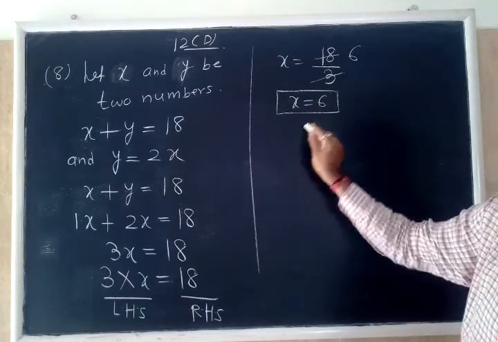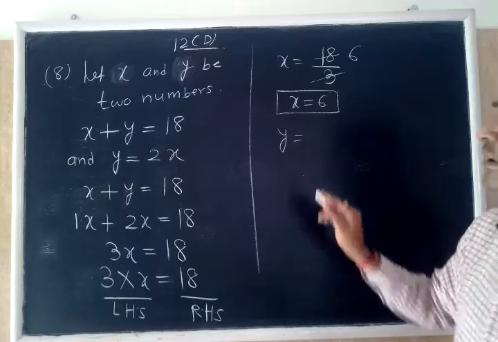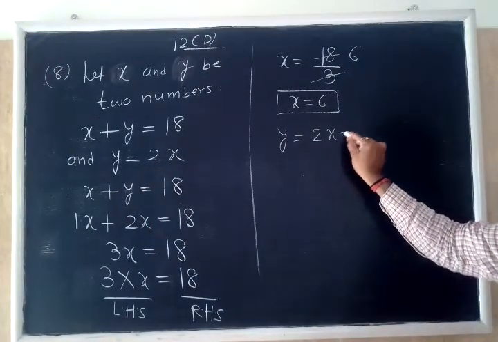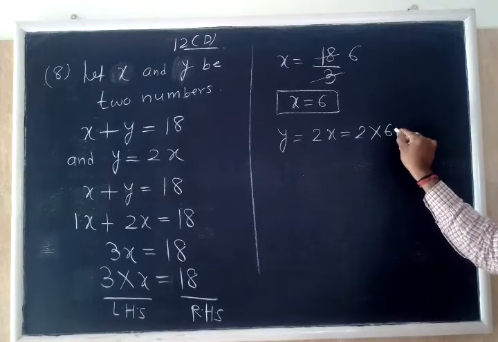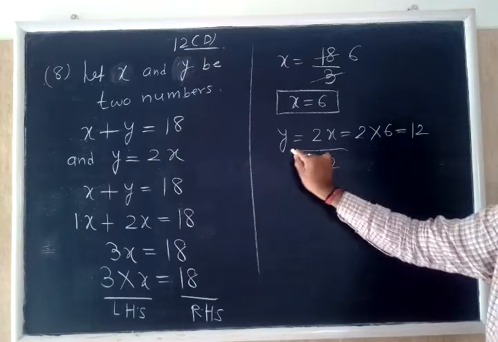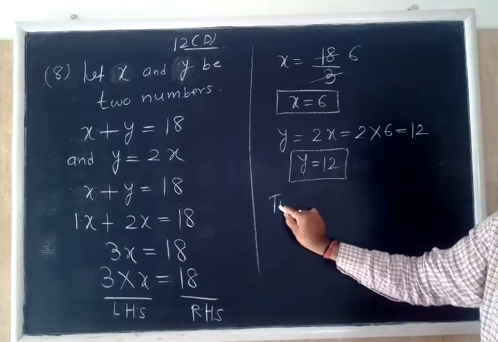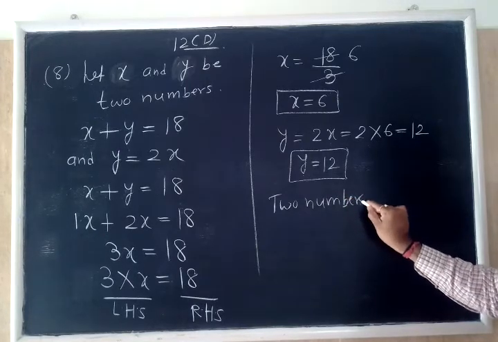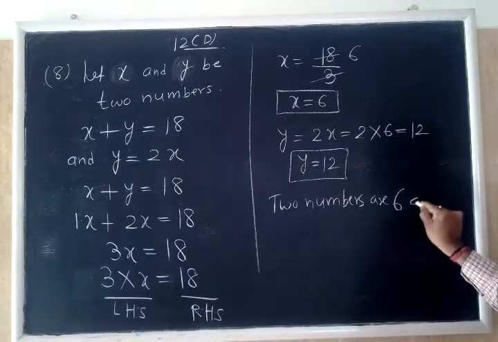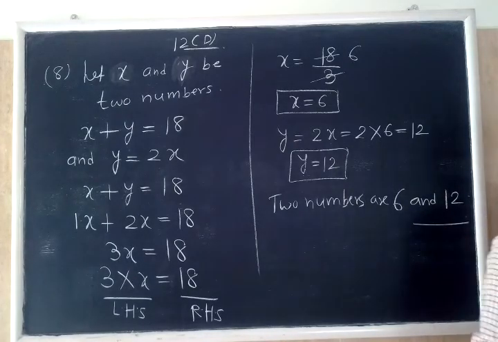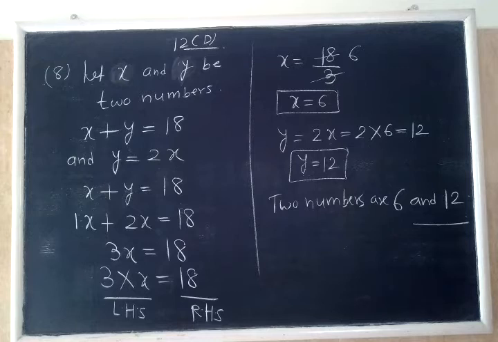X is 6. What is y? Y is 2x. 2x means 2 into x. X is 6, so that is 12. So x is 6, y is 12. So the two numbers are 6 and 12. Simple question based on linear equations.